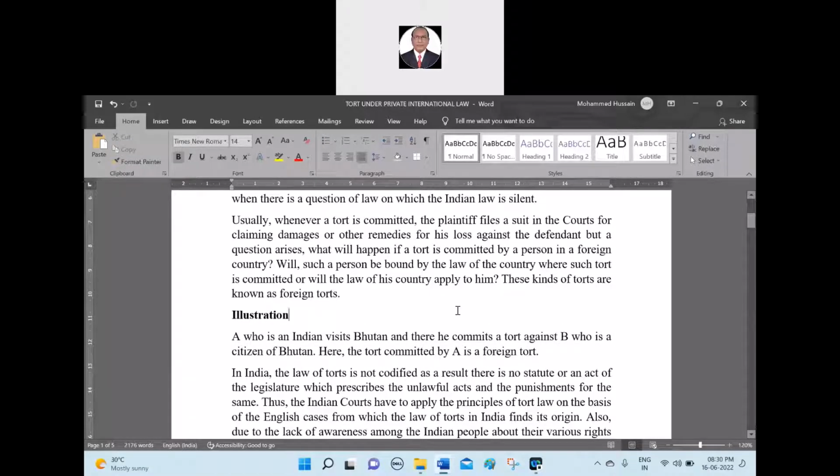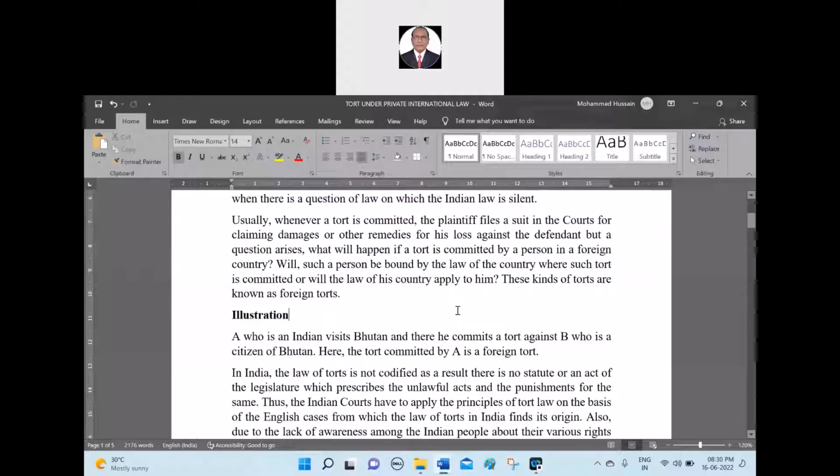Okay, I will read it. A person who is an Indian visits Bhutan. Bhutan is a country adjacent to India. Bhutan, Nepal, Tibet, these are all neighboring countries. Pakistan, Bangladesh, like here we have Nairobi, Kenya, Uganda, Zambia, they are all neighboring countries. So an Indian visits Bhutan and there he commits a tort. Who commits a tort? Indian commits a tort. Against whom? B. Who is B? B is from Bhutan and is a citizen of Bhutan.